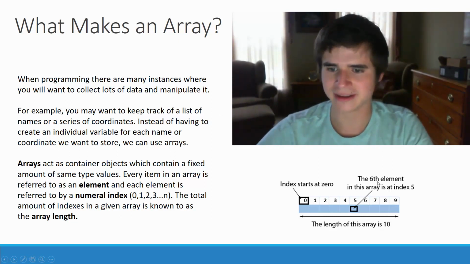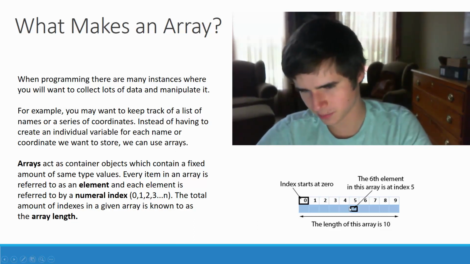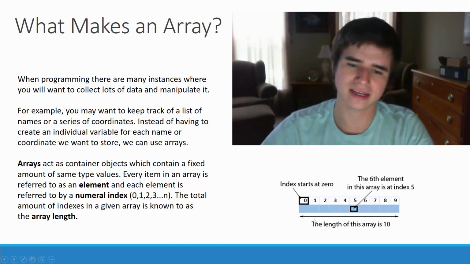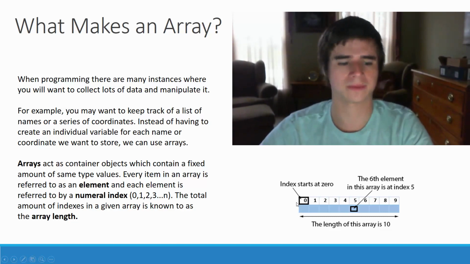And in this array, the sixth element is at index 5, so that's just something I wanted to point out. Again, the array is 0 based, so we start at 0, not at 1.